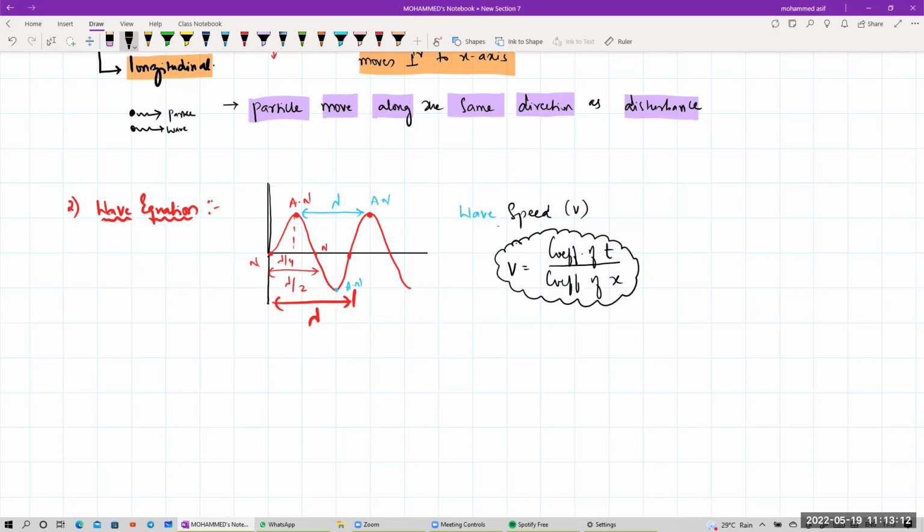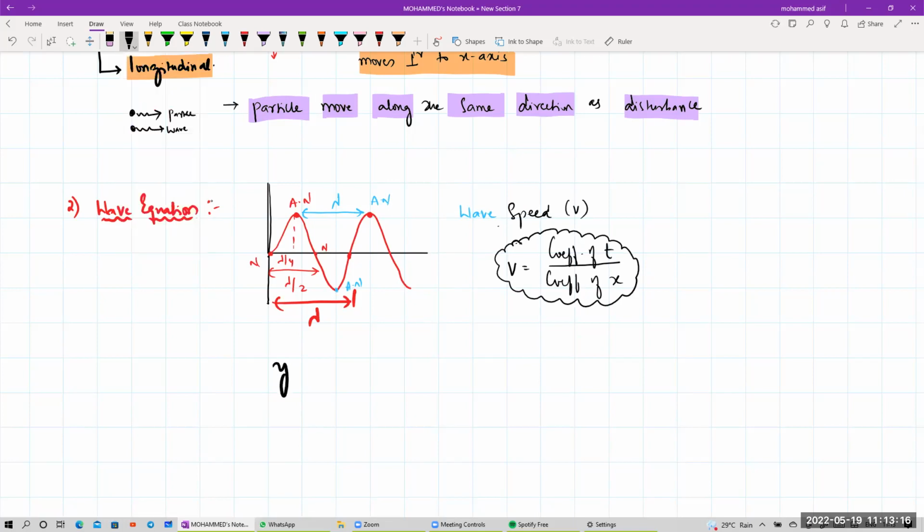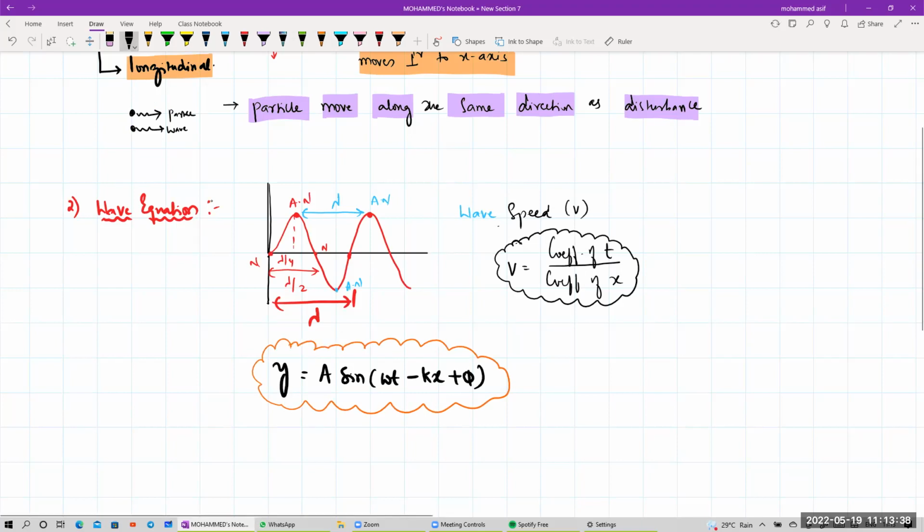Now, how do you write the equation? The equation of this wave is something like this. Like in SHM, Y is equal to A sine omega T minus K X plus phi. So this is the basic equation of your wave. So Y is equal to A sine omega T minus K X.